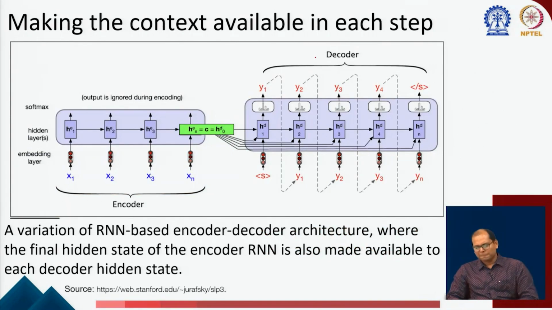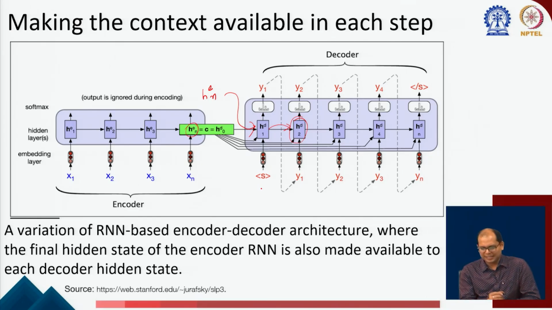Okay. Now, you can make certain variations of this architecture. For example, I may want to make this context available at each decoder step. Till now, the last hidden state of the encoder was only available to the first step of the decoder, as the initial hidden state. So, everything that it has to know about the input comes from H1D, and it also has information about what the first word is that you are generating and so on. So, it's too much information packed there.